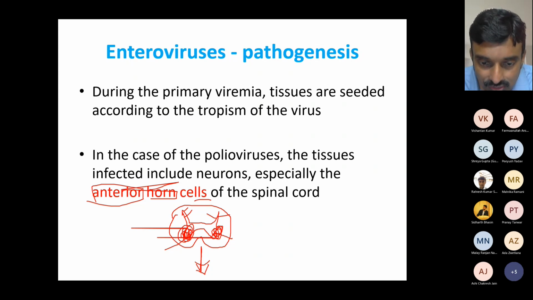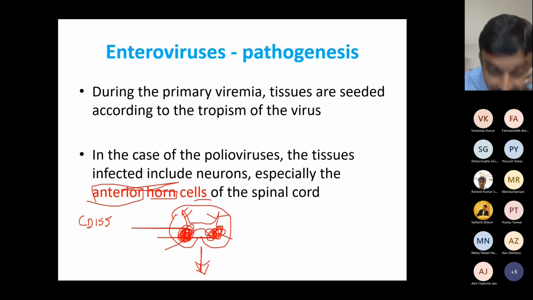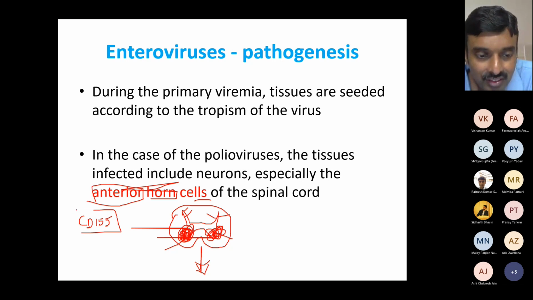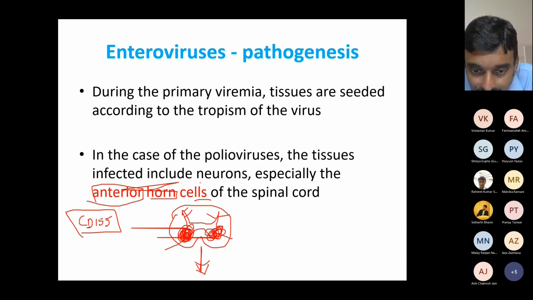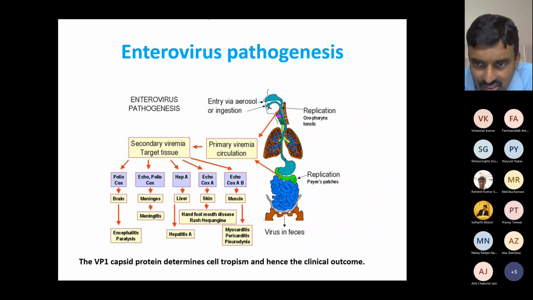Now, these anterior horn cells, what I'm circling in red right now, are the ones which express CD155, or the receptor for poliovirus. There are other neuronal cells that may express this at lower quantities, but these are the cells that express quite a bit of the receptor for poliovirus. Because these cells have the receptor, the virus spills over from the blood, crosses the blood-brain barrier, and infects these cells called the anterior horn cells of the spinal cord.